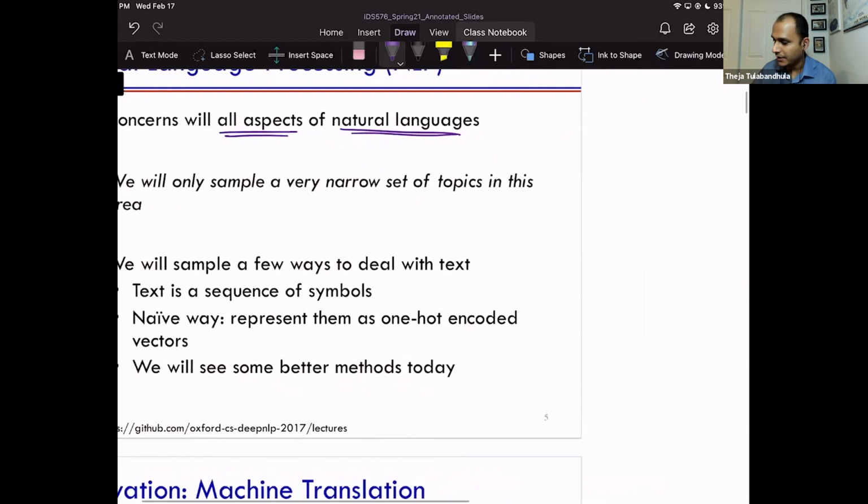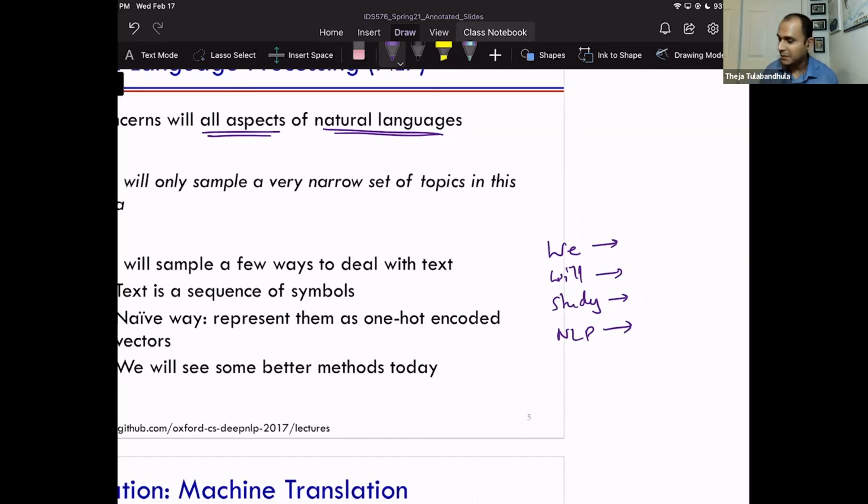One is something that everybody knows. So let's say I have a word, let's say we will study NLP, right? So there are 4 words here. Okay. So I can say, hey, how do I represent these 4 words? One representation that everybody already knows is to consider these words as categorical values.